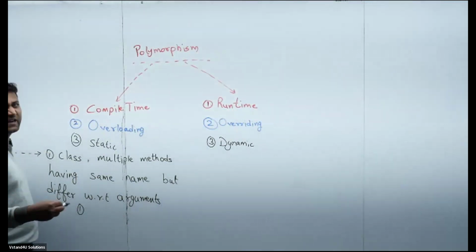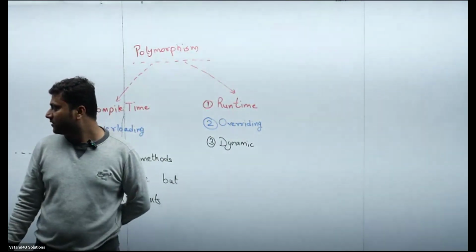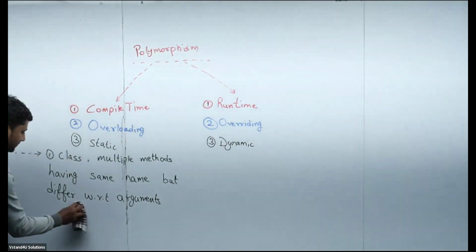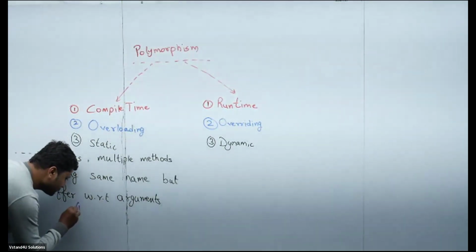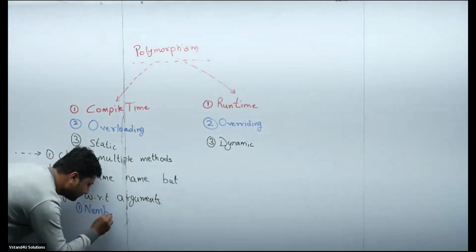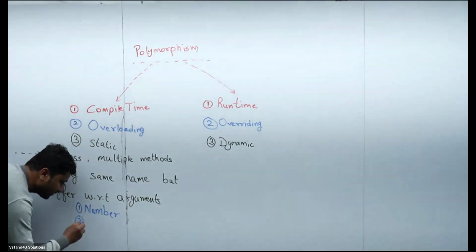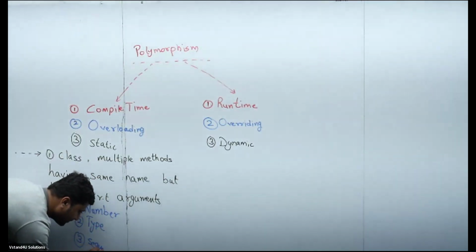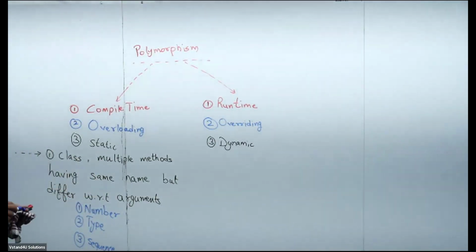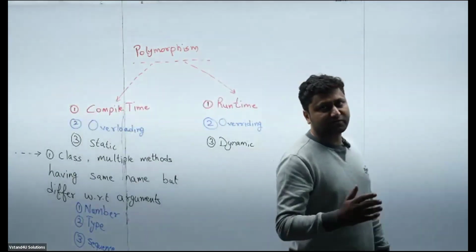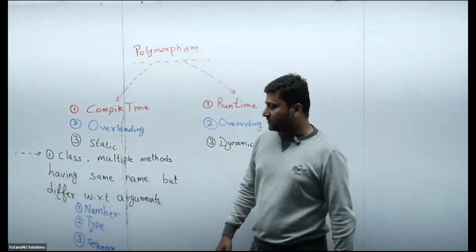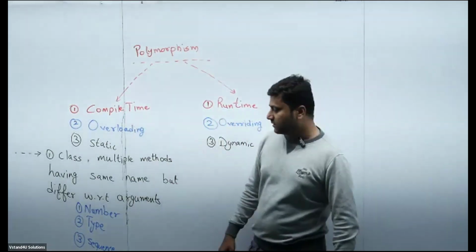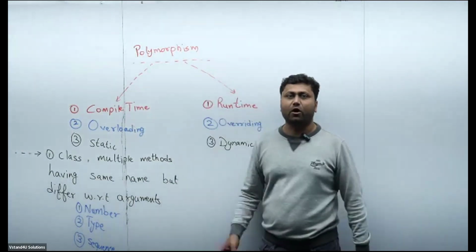Three ways. First way. Hey, you are all mixing it up. Wait. First way is always the number of arguments. Second way comes the type of arguments. Third way comes the sequence of arguments. Am I clear? Number of arguments does not match within the same class, having the same name. Second, multiple methods having the same name, but their argument types do not match, although they have the same number. Third one, sequence does not match, combinations.